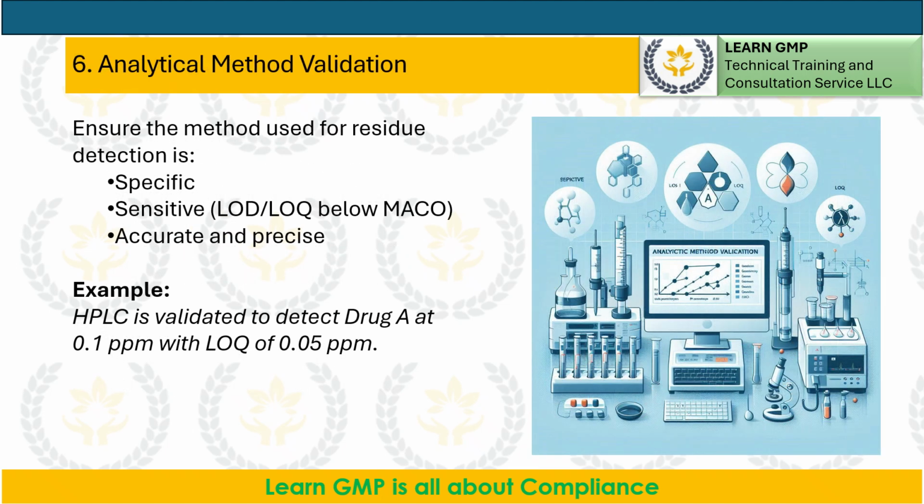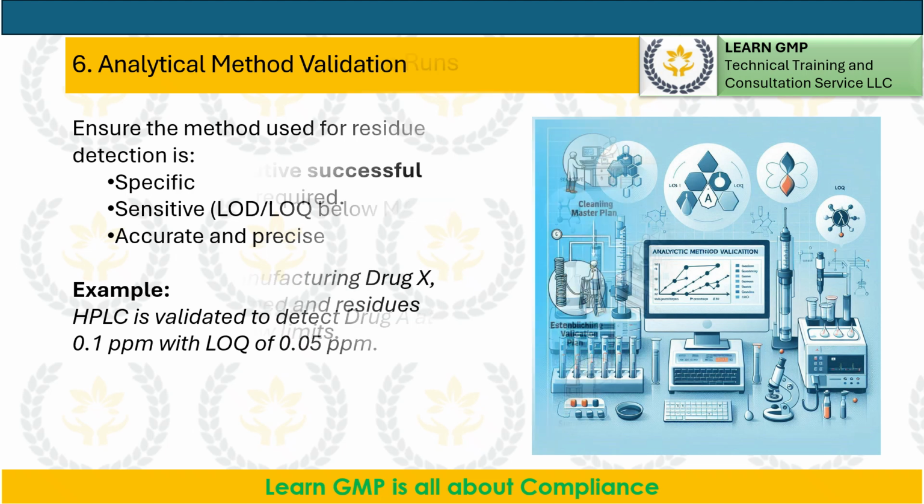Analytical method validation is a critical step in cleaning validation, which ensures the method used for residue detection is specific to the API, sensitive, with LOD/LOQ below MACO, accurate and precise. Example: HPLC is validated to detect drug A at 0.1 ppm with an LOQ of 0.05 ppm.